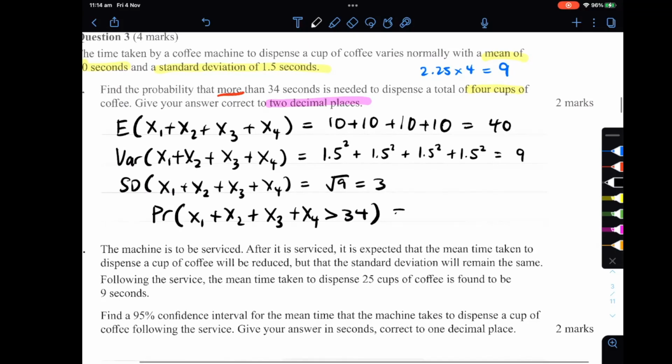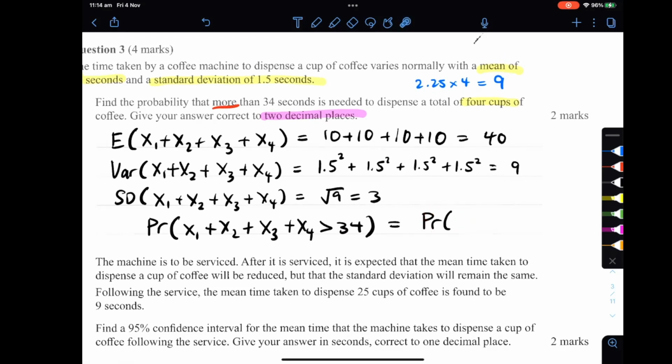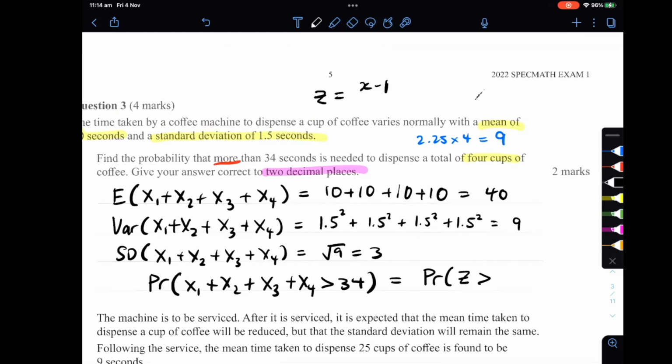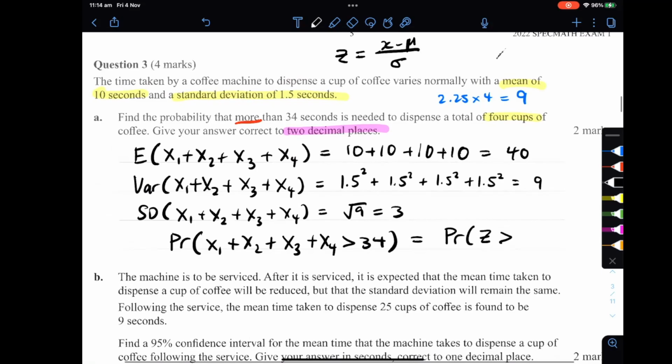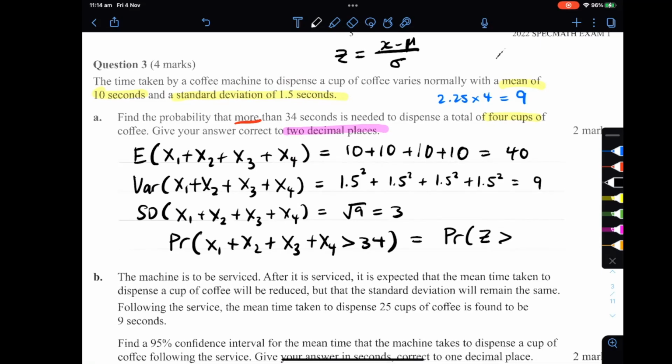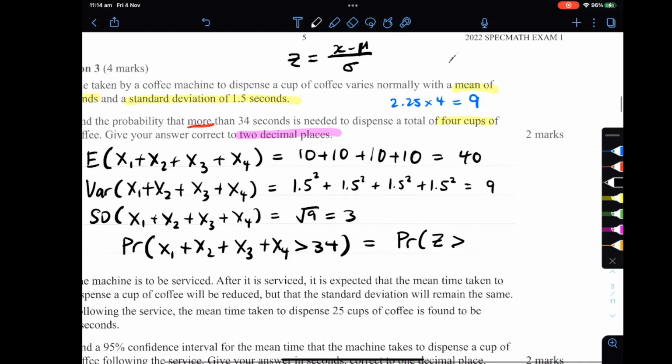that there is just the same as the probability. We can convert this to a Z distribution. Remember the Z distribution is given by this. So this here is the same as 34 minus 40 over 3, which is negative 6 over 3, which is negative 2. So we're finding Z being greater than negative 2.